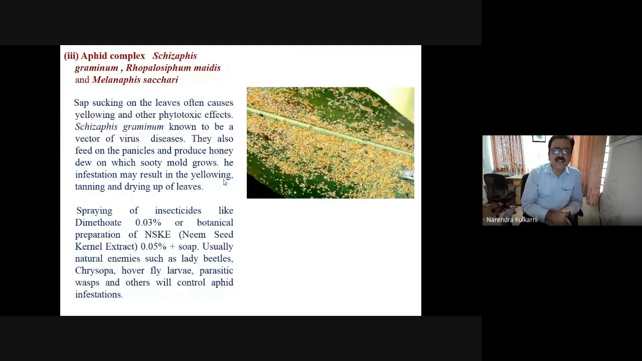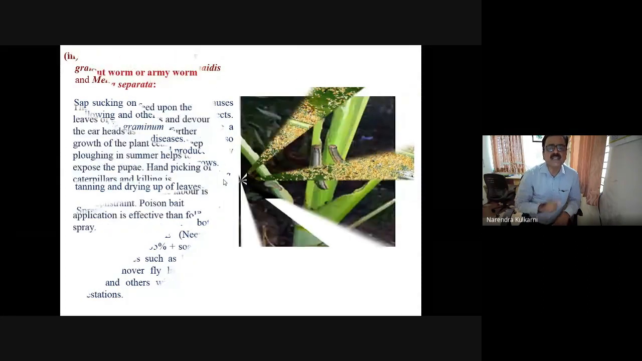But unfortunately, the aphid population grows so fast that it outnumbers the parasites and predators. So in such cases, it's very difficult to rely on biological control, because aphid multiplication may be 10 times faster than these parasites and predators. So in such cases, we have to depend on methods other than just relying on natural enemies for the control of aphids, by using either chemicals or botanicals or even biopesticides.